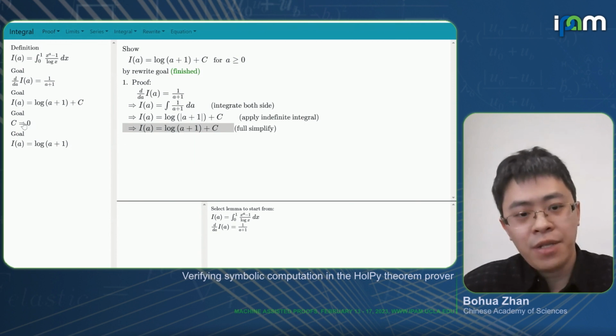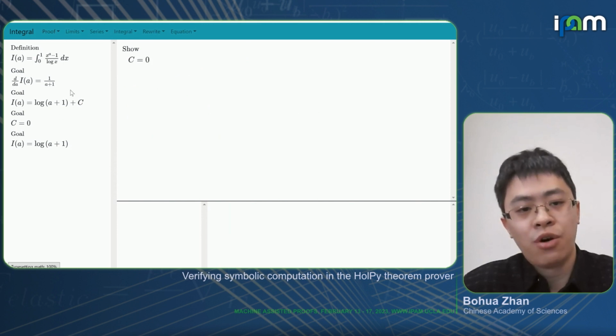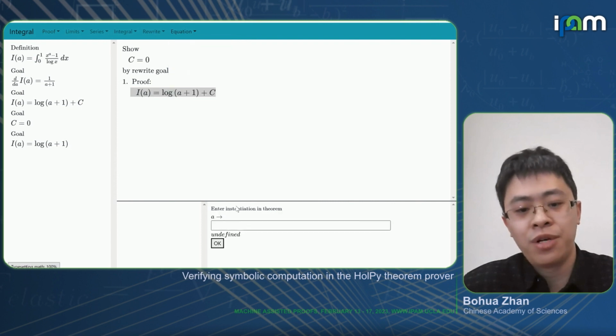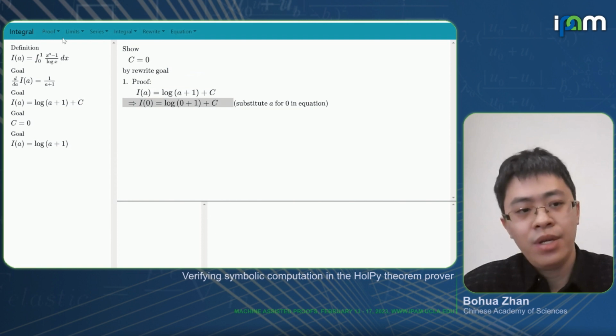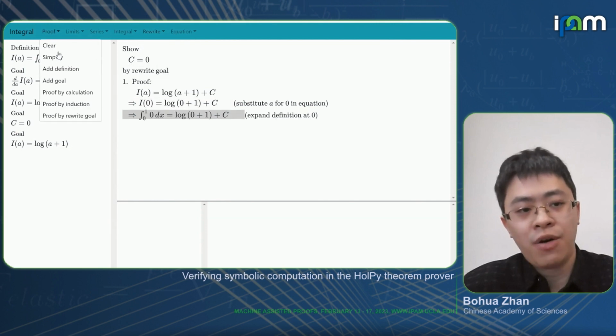Okay, the next step is to substitute 0 for a in this equation to figure out c equals 0. So we start another computation and do another proof by rewrite goal starting from here. And then we do a variable substitution for a goes to 0. And we also need to expand the definition of I here. And now this allows us to do the simplification.